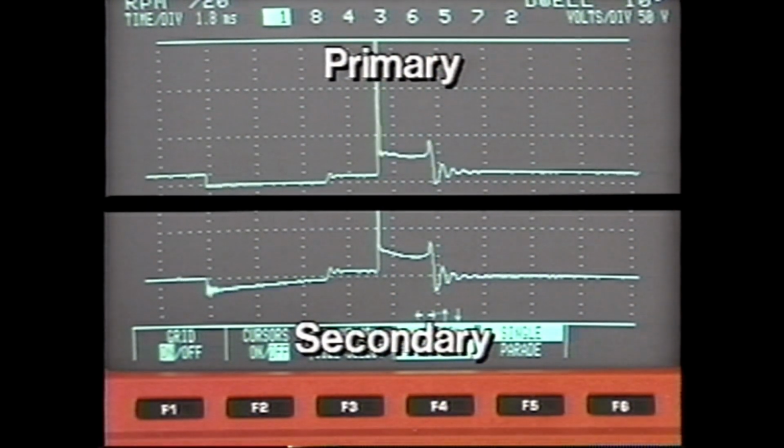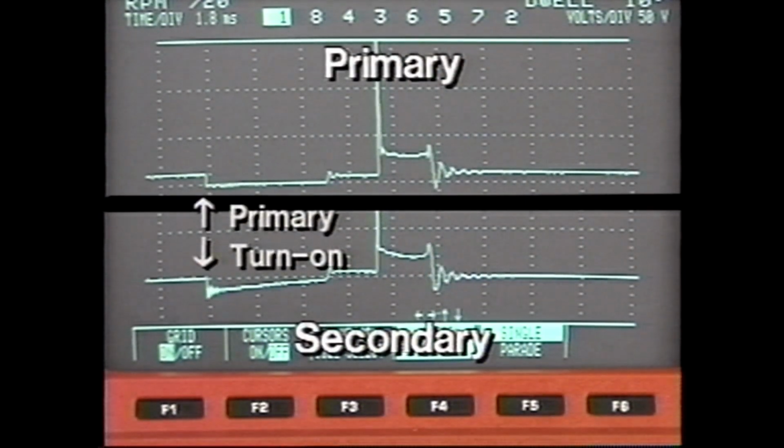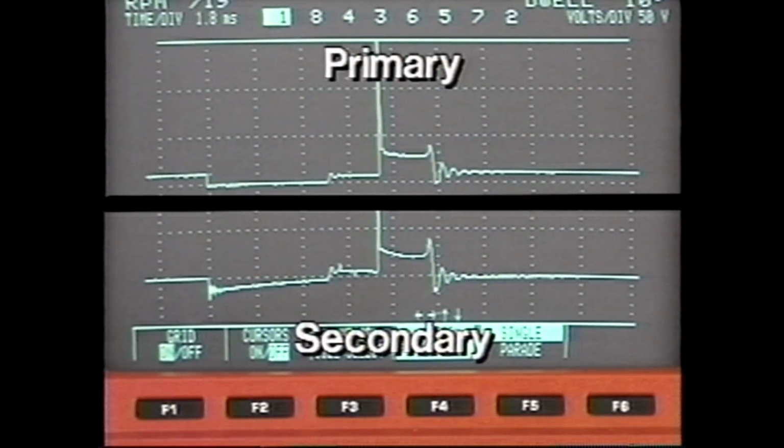The dwell period begins with the primary current turn on. Current flow in the primary winding induces a voltage in the secondary winding as a magnetic field builds up around both windings. The induced voltage shows up as oscillations in the secondary pattern. As the primary winding becomes energized, growth of the magnetic field slows and the oscillations diminish.